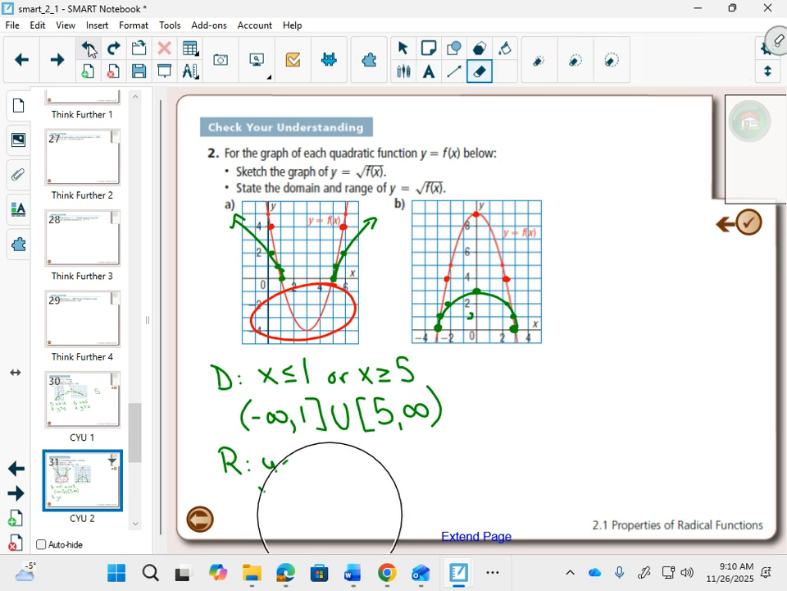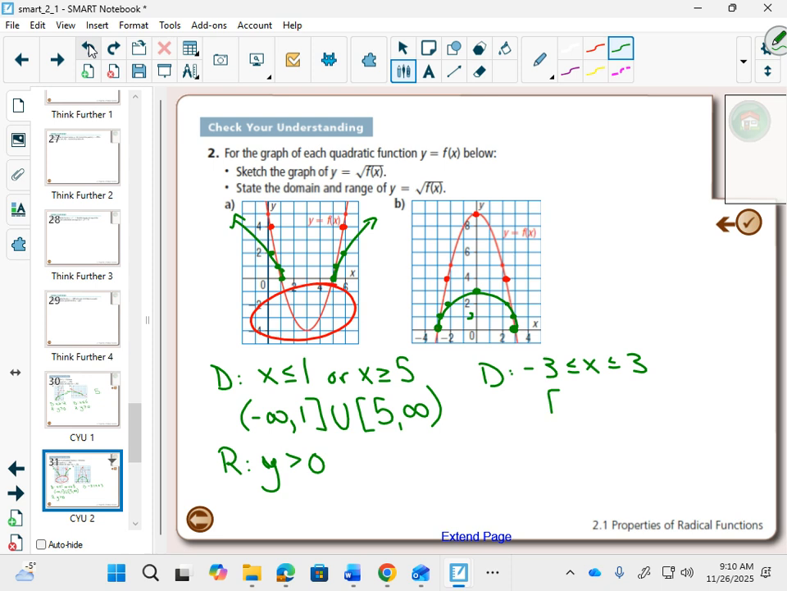And the range of this one, the y values are bigger than 0. Here, our domain, in set notation, you go from negative 3 to 3. Or in interval notation, you would write this as negative 3 to 3 in square brackets. And our range, in set notation, the y values go between 0 and 3. In interval notation, that would be from 0 to 3.